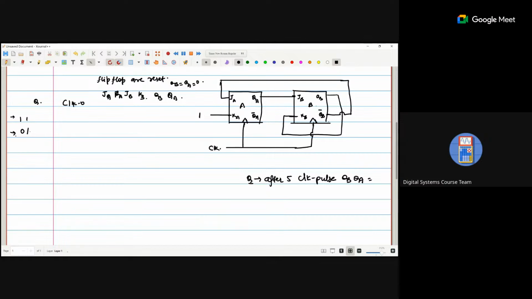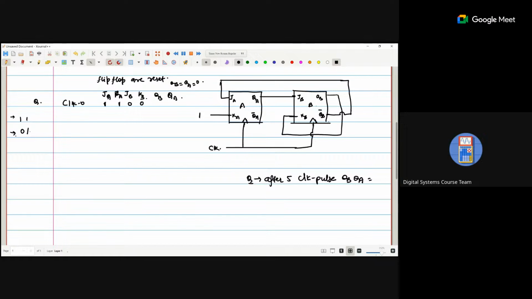Okay, so let's start. At clock 0, all flip flops are reset. So QB is reset, and QB is connected to KB, so KB is 0. QB bar is connected to JA, so that means JA is 1. K is already 1. JB is QA. QA is 0, so it is a 0.